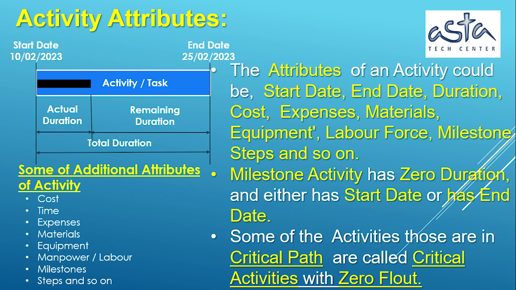The attributes of an activity could be start date, end date, duration, cost, expenses, materials, equipment, labor force, milestone, steps, and so on. A milestone activity has zero duration, and has either a start date or an end date. Some of the activities that are in the critical path are called critical activities, with zero float. Some of the additional attributes of an activity are cost, time, expenses, materials, equipment, float, manpower or labor, milestones, steps, and so on.